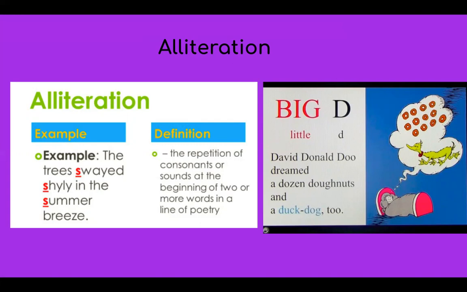And here's an example from Dr. Seuss. "Big D, little d. David Donald Doo dreamed a dozen donuts and a duck dog too." Now that is a big one. Sometimes authors don't use so many words that have the same consonant or beginning sound. But that is a really good example of one.